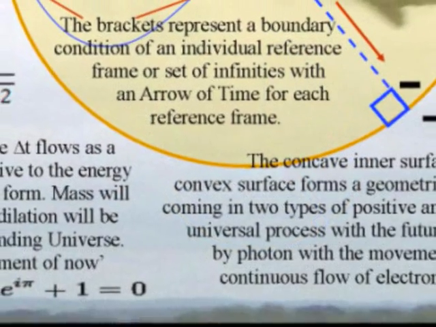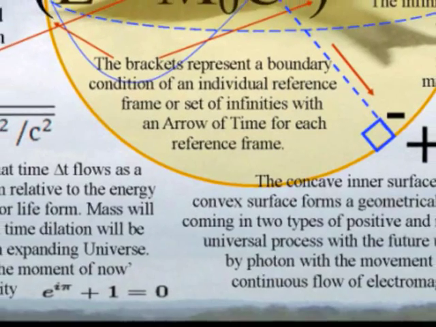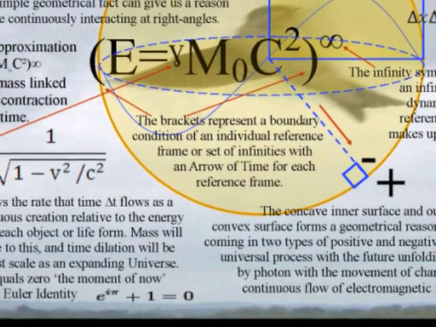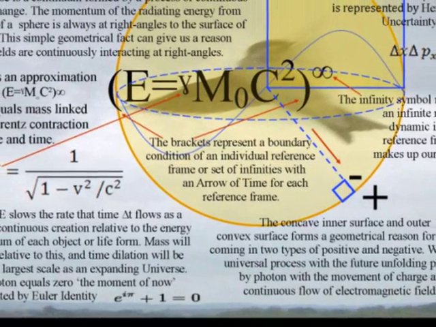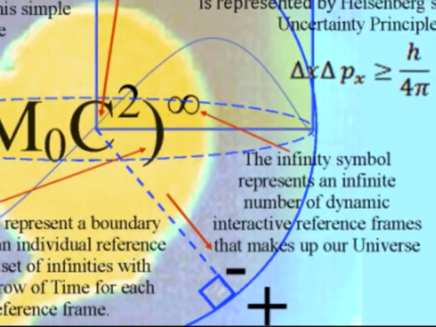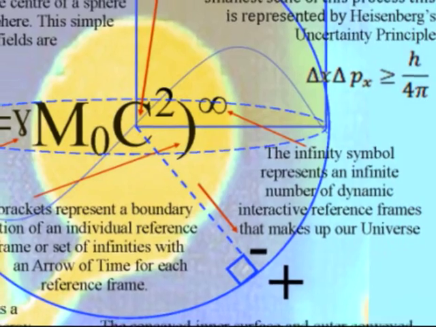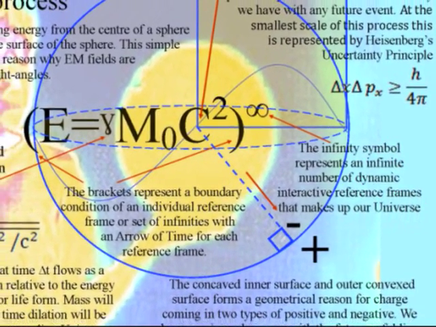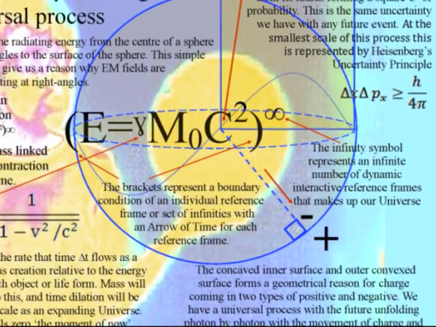The brackets in the equation represent a dynamic boundary condition of an individual reference frame, with an arrow of time or timeline for each frame of reference. The infinity symbol represents an infinite number of dynamic, interactive reference frames that make up our universe, that are continuously coming in and out of existence.